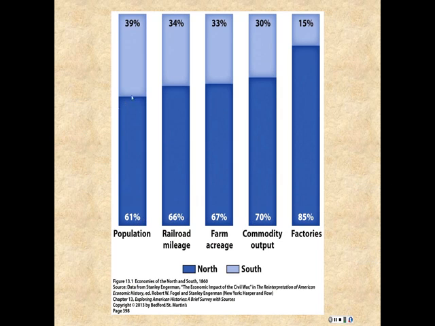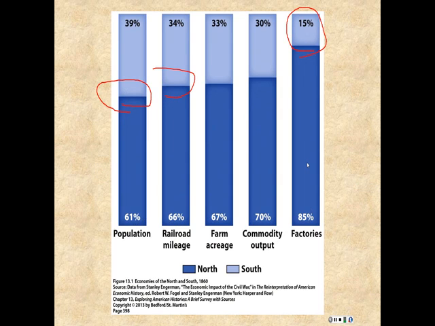I mean, look at this population, right? 60-40. Look at railroad mileage. Everything, farm acreage, even commodity output. And commodity would include livestock. It would include farm production. It would include timber, and of course factories. Look at this: 15% in the South, 85%, and this becomes one of the first industrial wars, really.